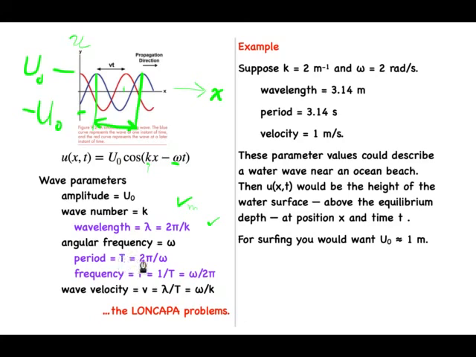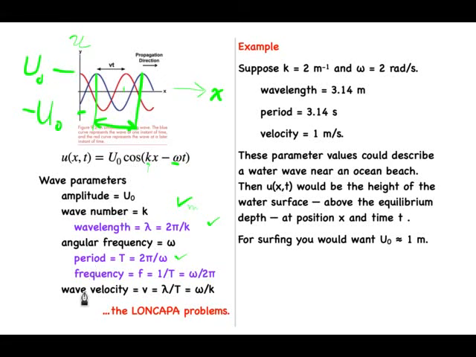So therefore, the period is the change in time where omega t changes by 2 pi. So t changes by 2 pi divided by omega. So the period of oscillation is 2 pi over omega. Just like the length of oscillation, we call it the wavelength, is 2 pi over k, the period of oscillation is 2 pi over omega.